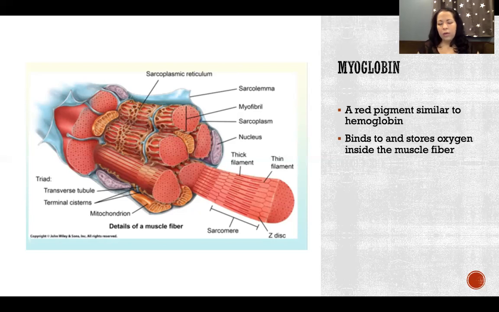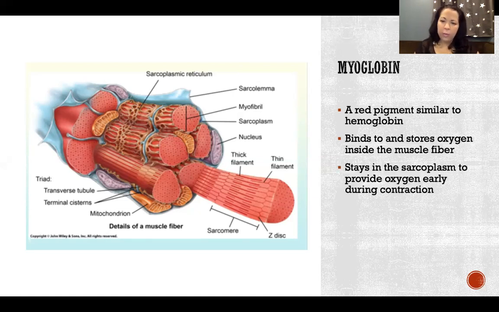So that way, when we need contraction of that muscle fiber and it requires oxygen to produce ATP, at least more efficiently than when we don't use oxygen, we have a little bit of oxygen stored there for immediate use. And then we'll need to replenish that from the blood supply. So the myoglobin stays in the sarcoplasm to provide oxygen early during contraction. And it's not a lot, so we do use that up pretty quickly.